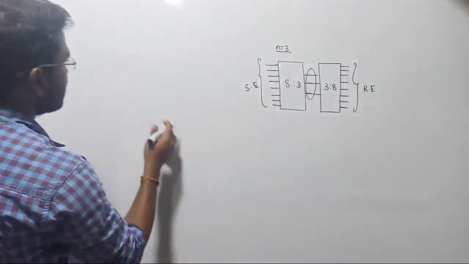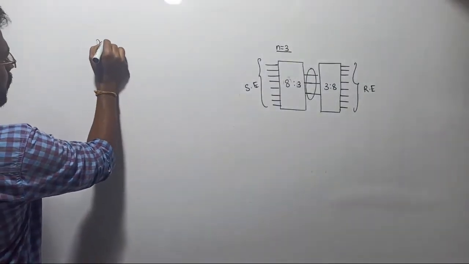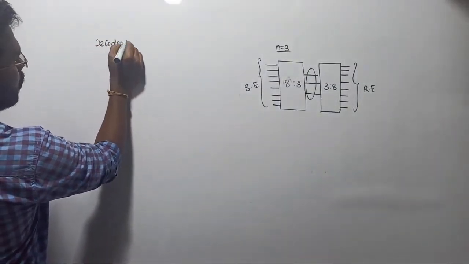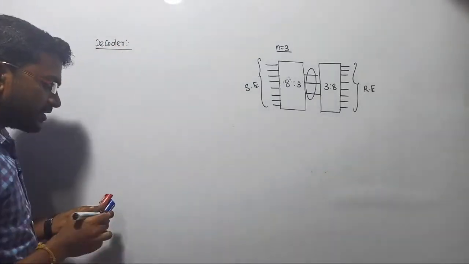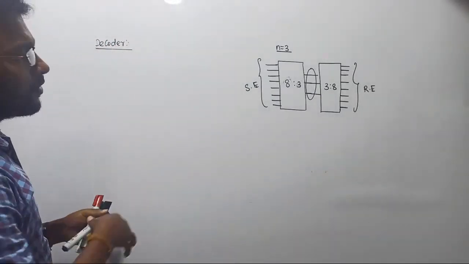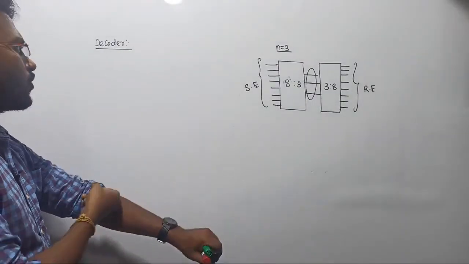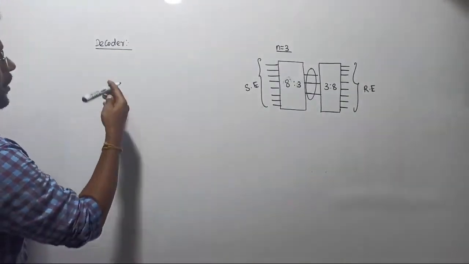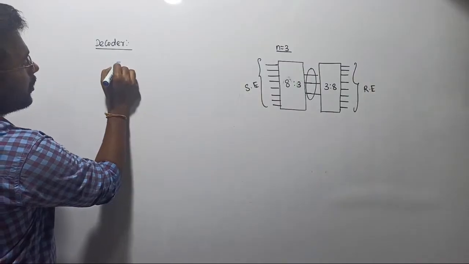So first, let us complete. Now in decoder, I said we should talk about enable pin, right? So first, let us discuss about enable pin, right? And then we will consider encoder. That will be much better, from my point of view. Let's see in decoder. See, first of all, what do we mean by enable pin, right?